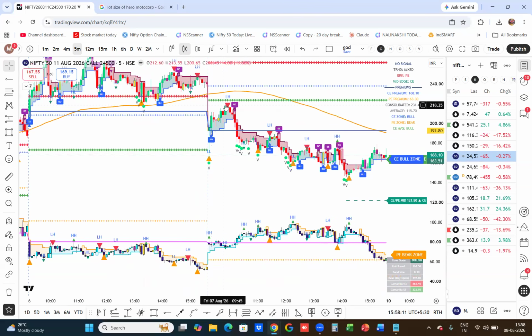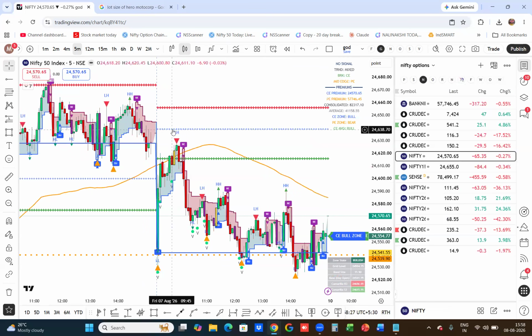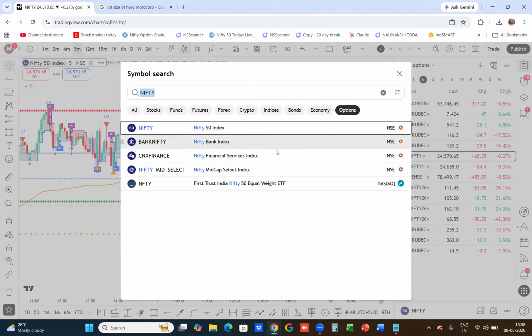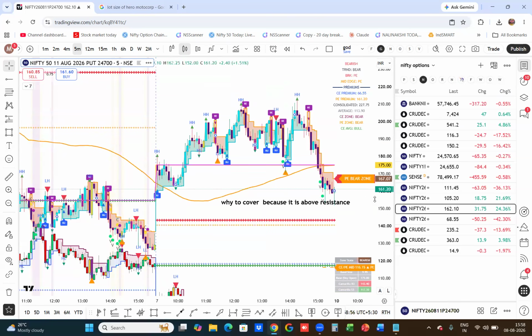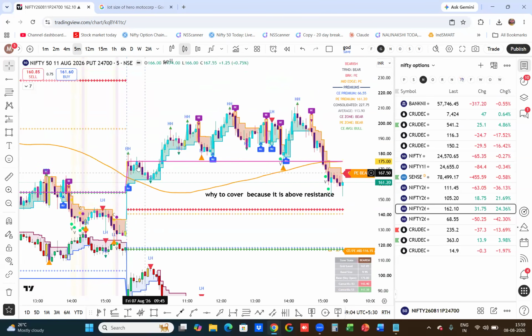Or otherwise, if it is resisting, and the area on the underlying was, if I put the underlying, I hope I'm not confusing you people. See, this was the area 24,638 and the resistance area was 24,654. Then immediately, these two areas, 673 to 654, you can select the 24,700 put option. Look here, you could have selected the 24,700 put option, and it started coming down here and it is above the R3.